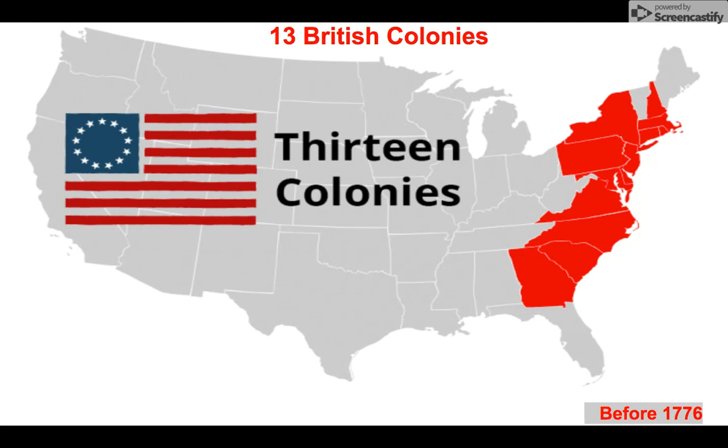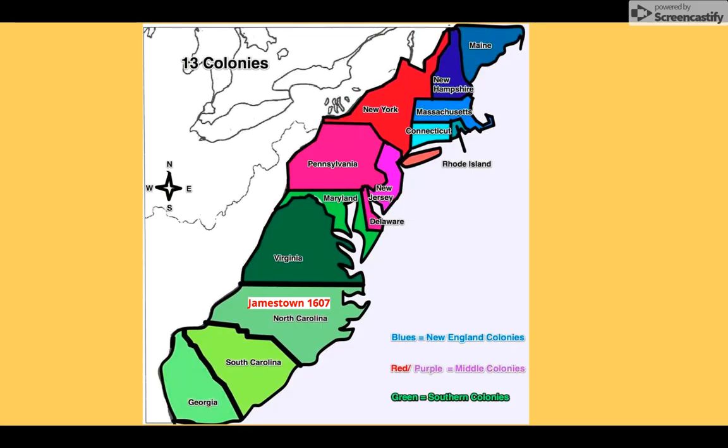1776 is when the American Revolution occurred. The United States was just colonies. We were not states, and definitely not as large as we are today, land wise. All right. So what you need to remember is that the colonies started off as Great Britain, British colonies.